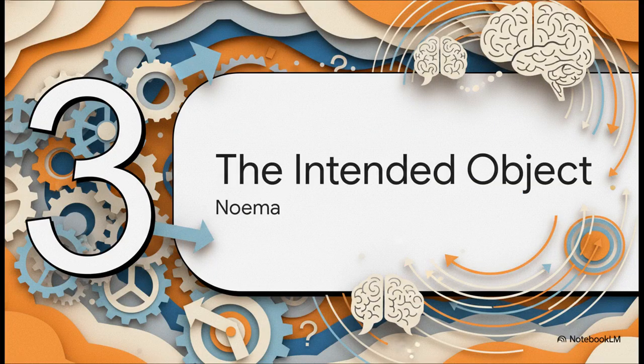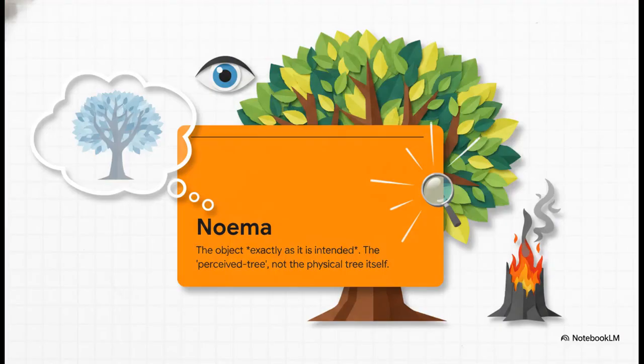Okay, now we're flipping to the other side of the coin, and I really need you to focus here, because this is the most important and frankly, the trickiest concept in our whole analysis today. This is the idea of the noema. So what on earth is the noema? Well, it is the tree, but, and this is absolutely key, it is not the physical hunk of wood and leaves out there in the world. It is the tree precisely as it appears to you in your experience. You could call it the perceived tree.